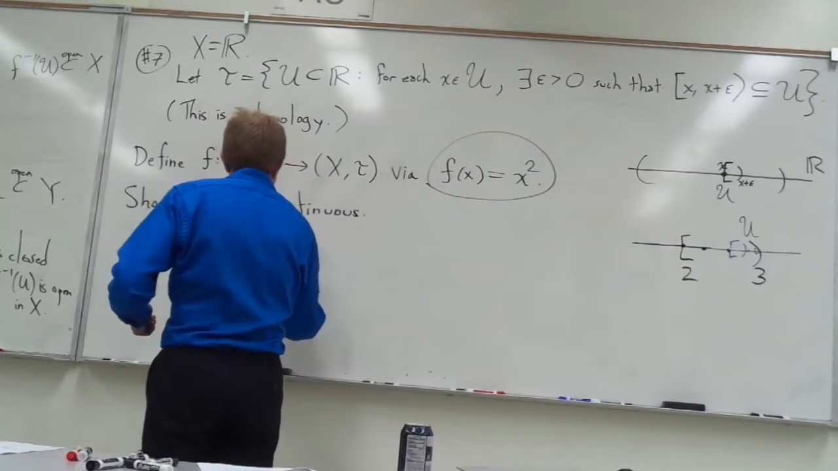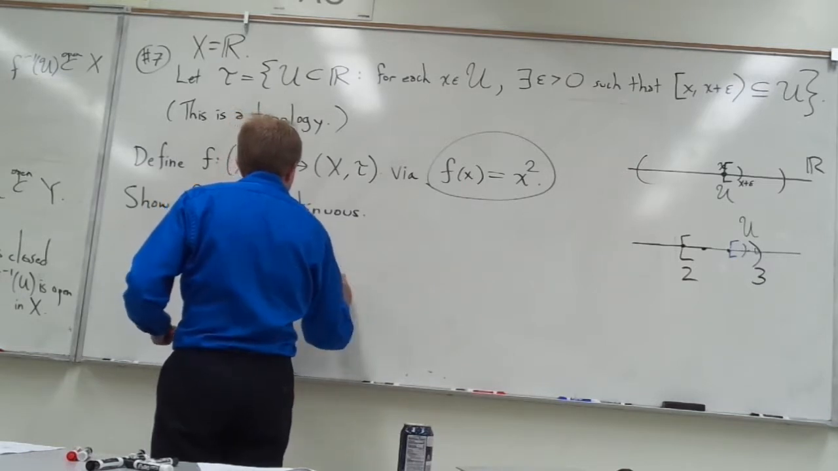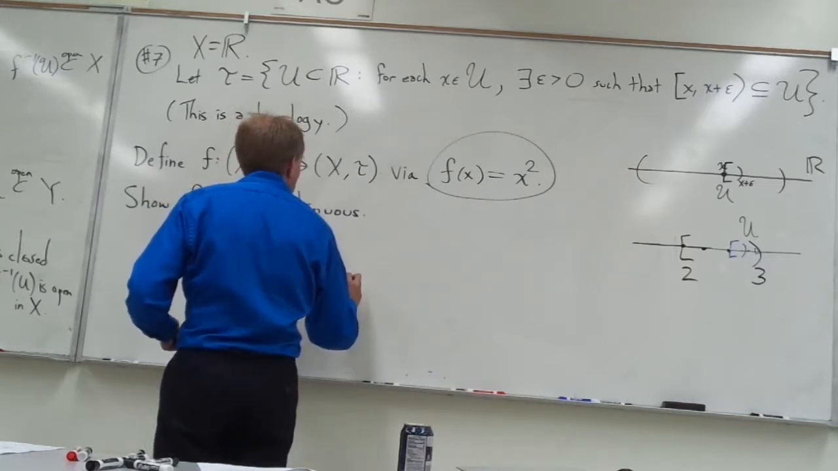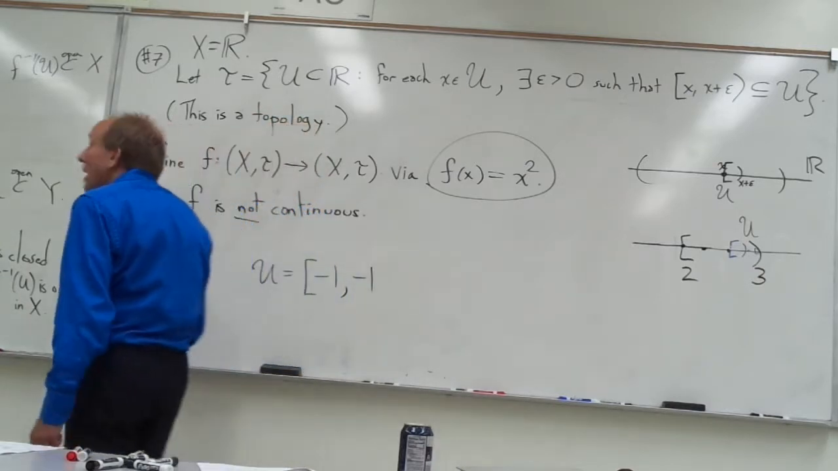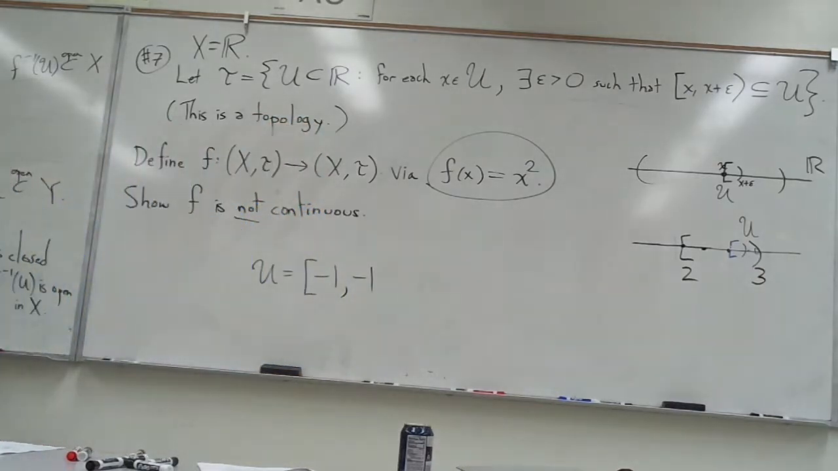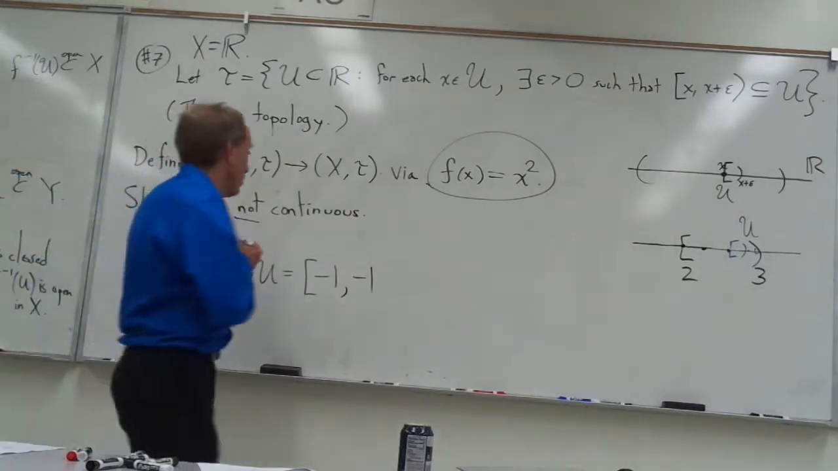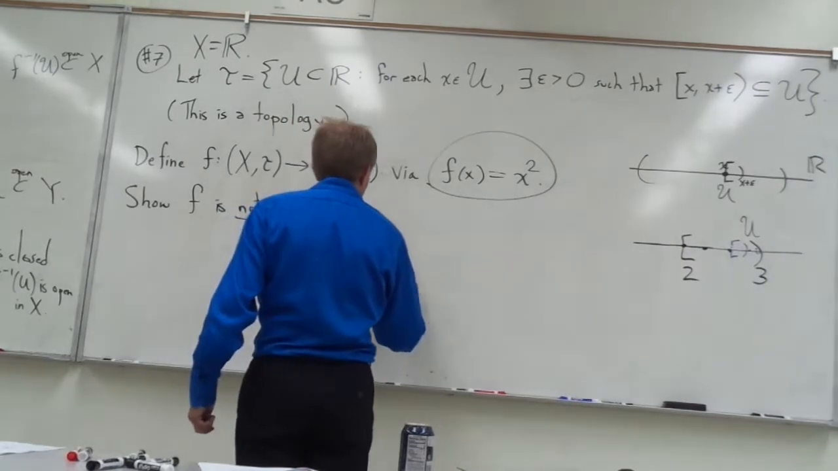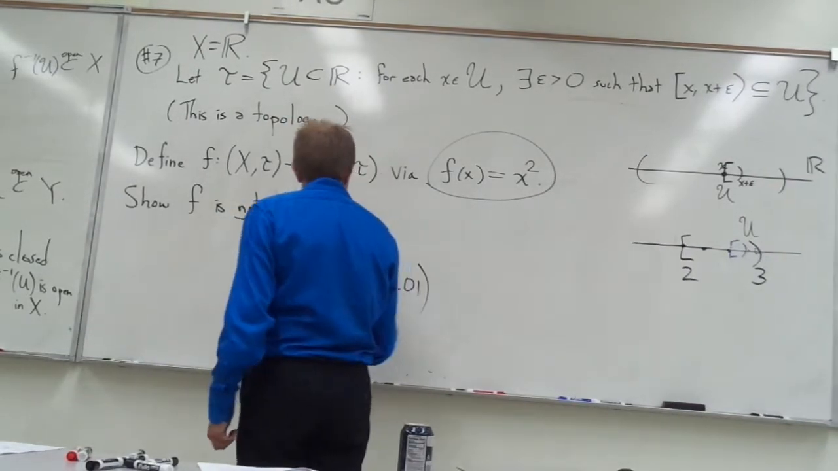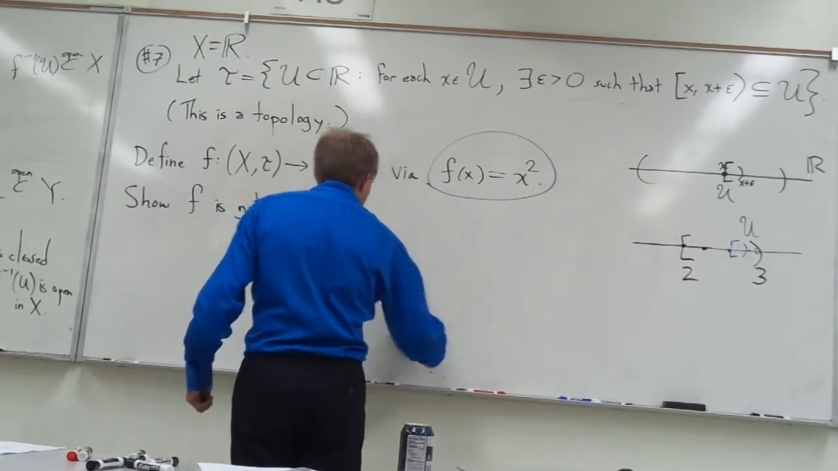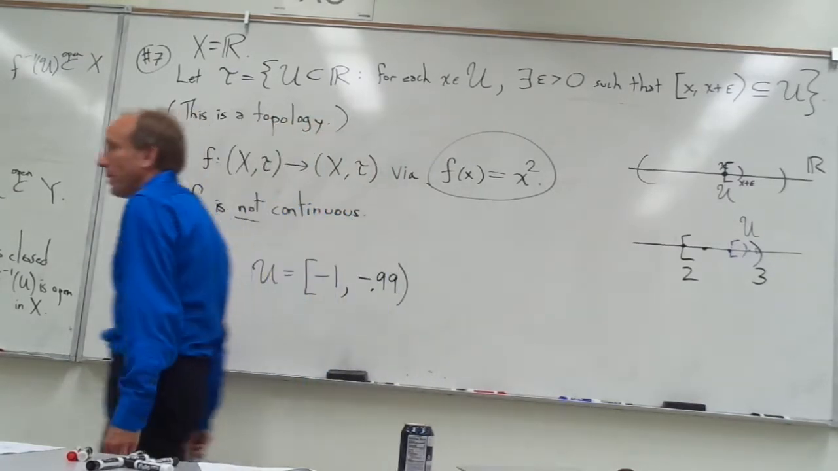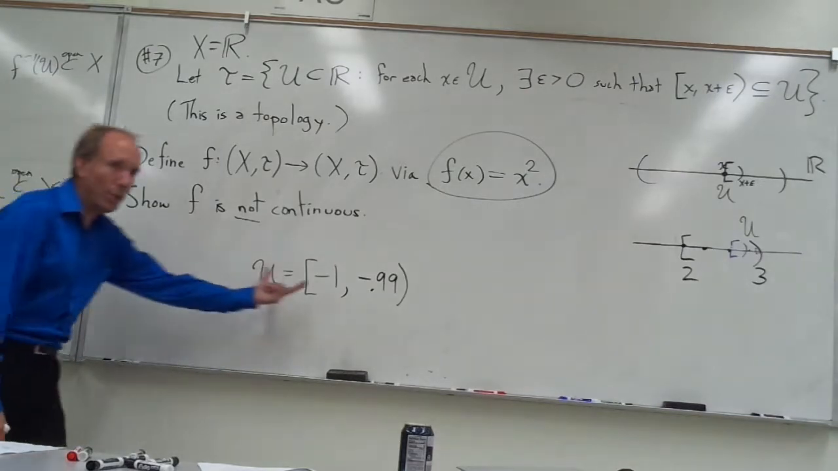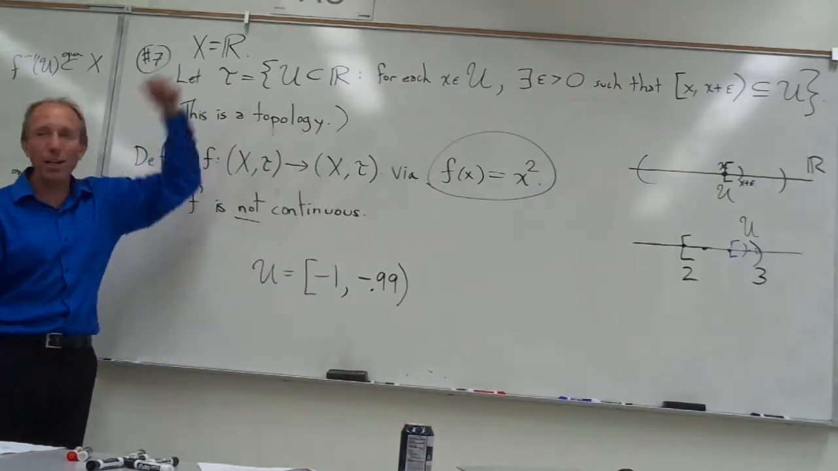-1, comma -1 plus epsilon. If you're creating a set, I have to know what the set is. So I don't know what epsilon is right now. You want to make it up? You want to make this plus 0.01 or something? Yeah. Okay, so you want to make this interval right here. Okay, that's fine. That's an open set in our topology.